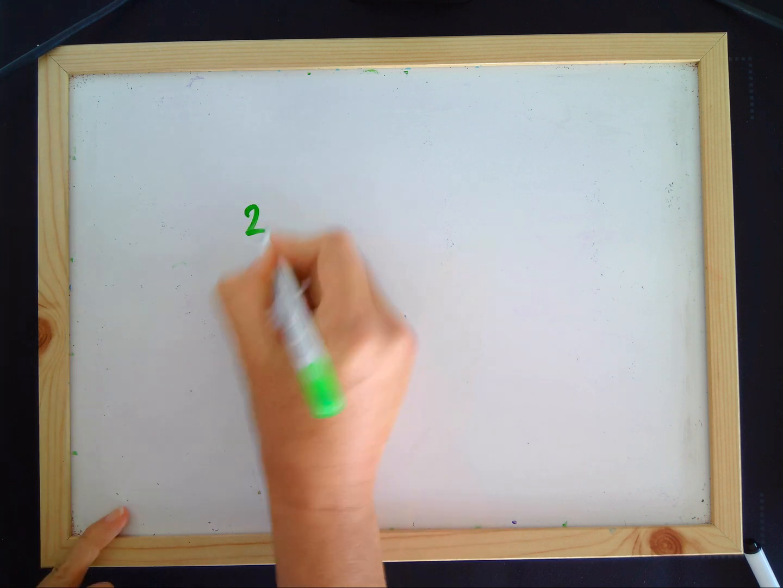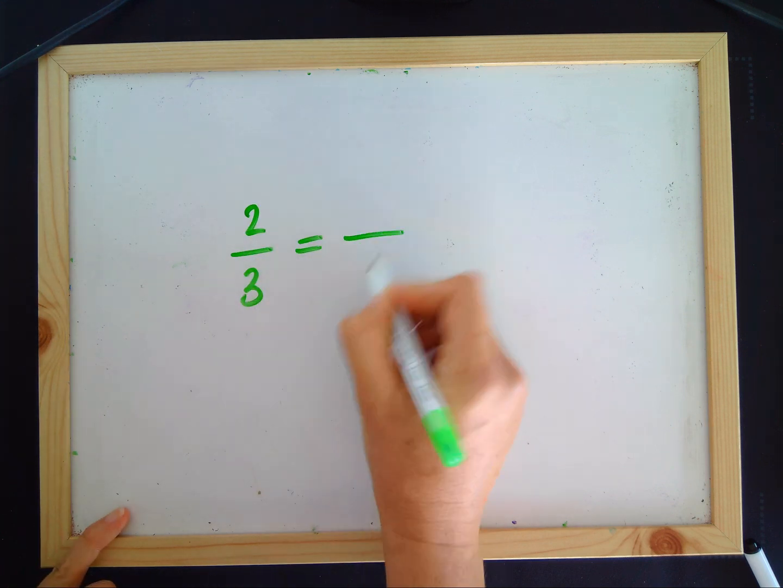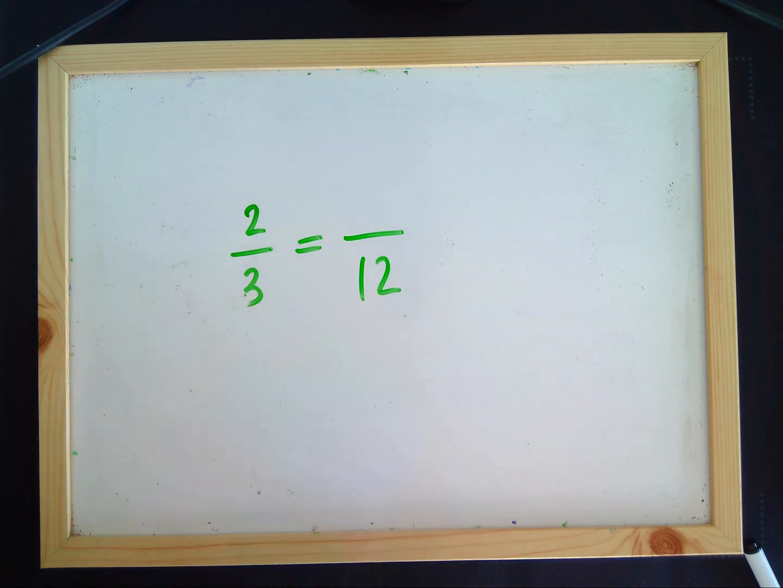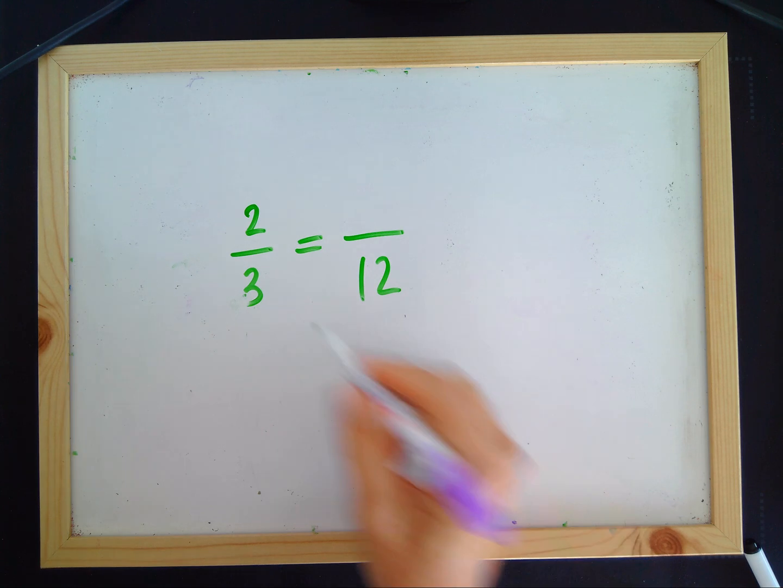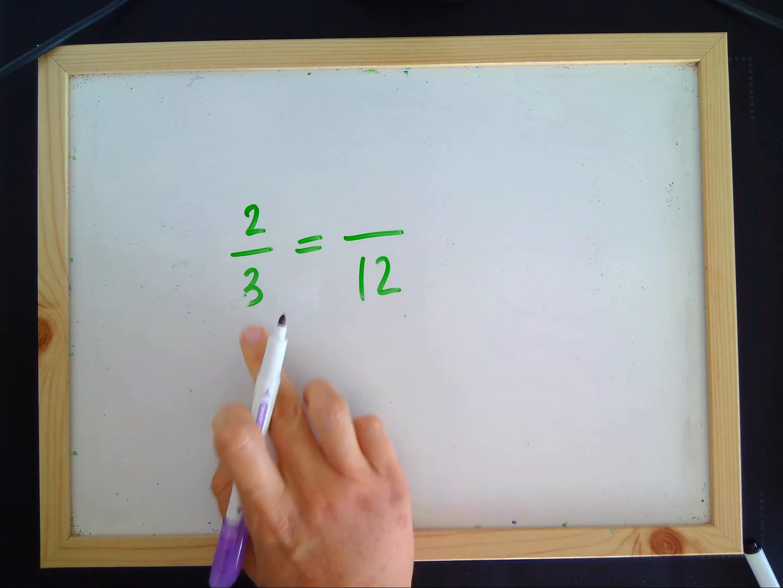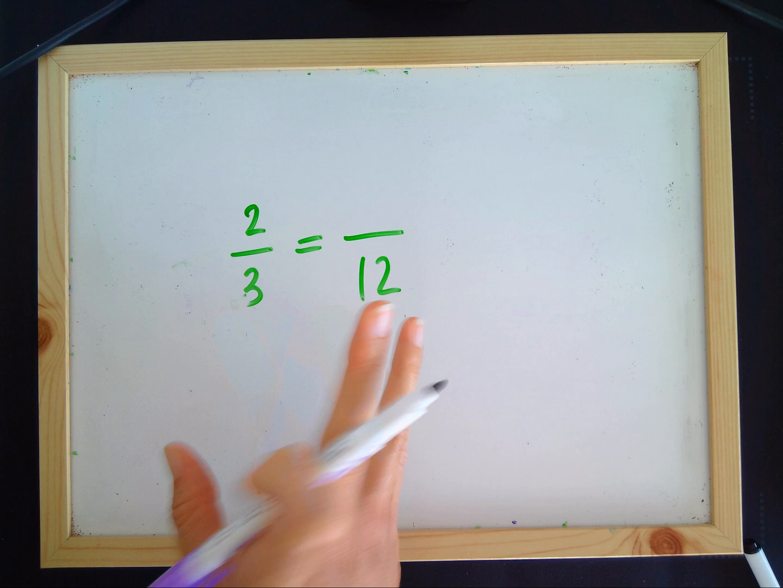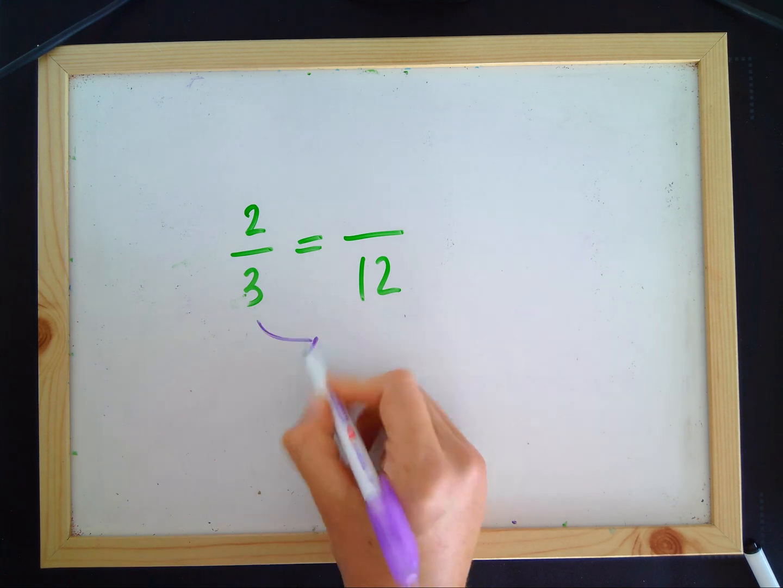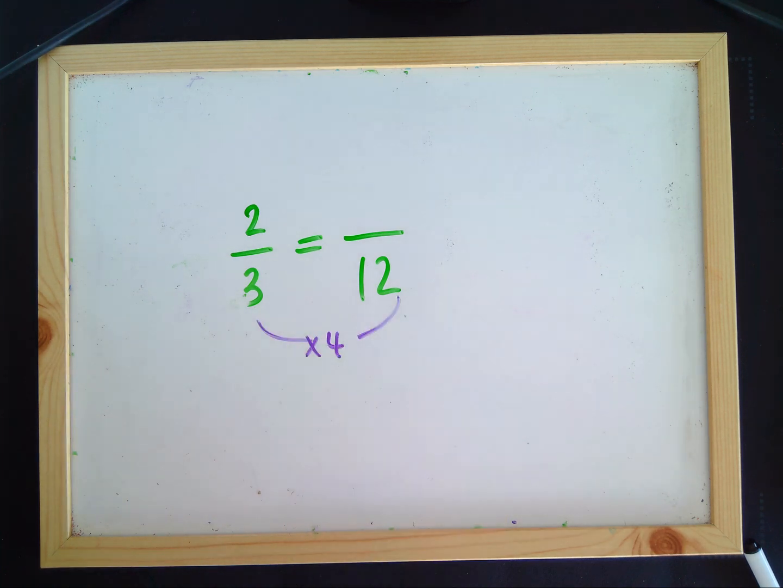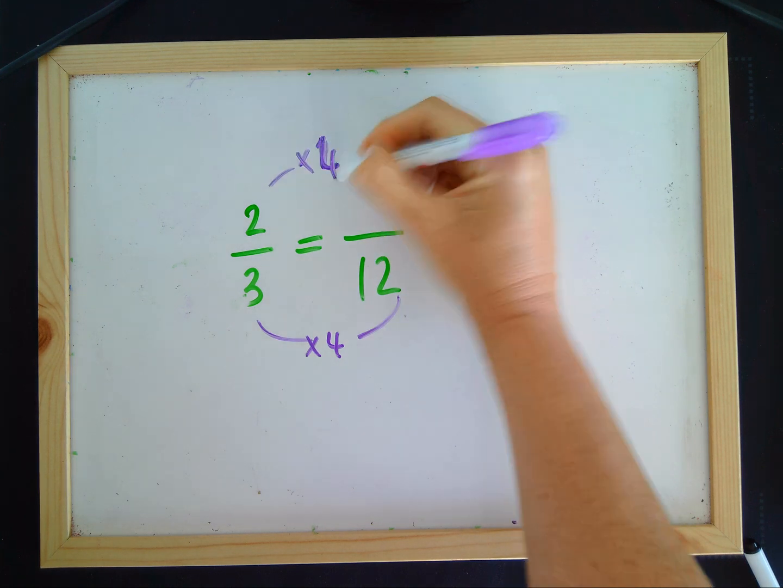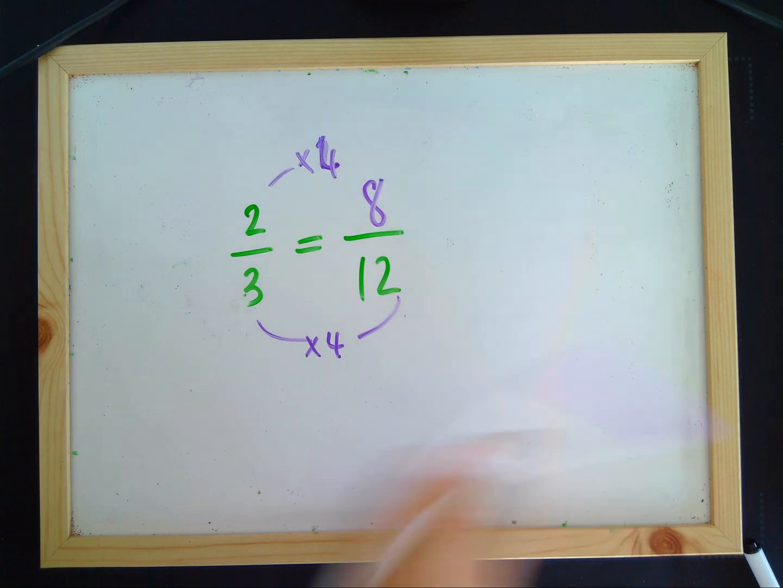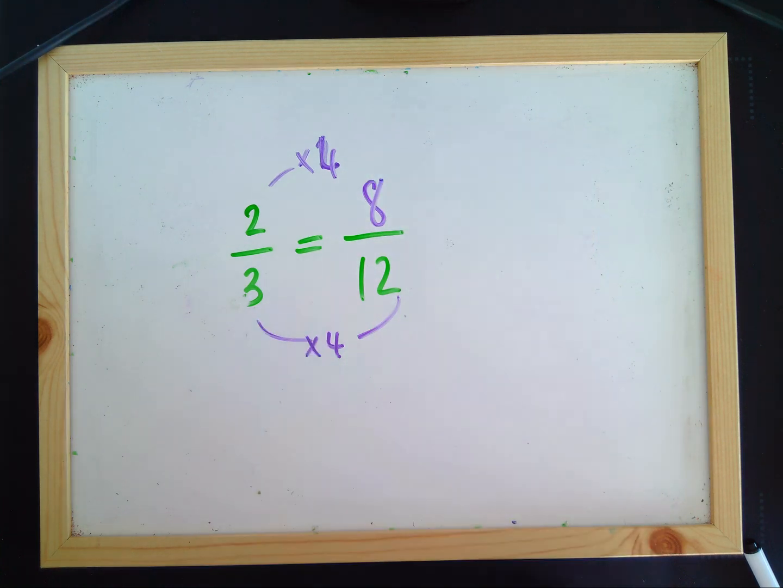Let me see, 2/3 equals something over 12. This time, it's the denominators that I have, both of them. So I look to see the relationship, whether it's multiplying or dividing. 3 times 4 is 12. Whatever I do to the bottom, I also do to the top, so by 4. Now 2 times 4 is 8. So 2/3 is the exact same as 8/12. They are my equivalent fractions.